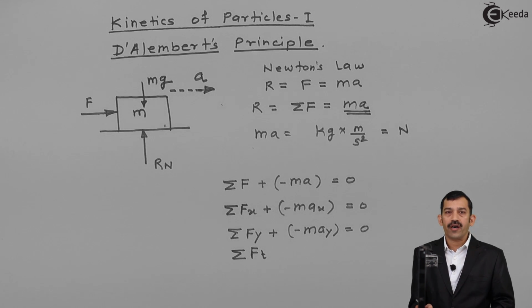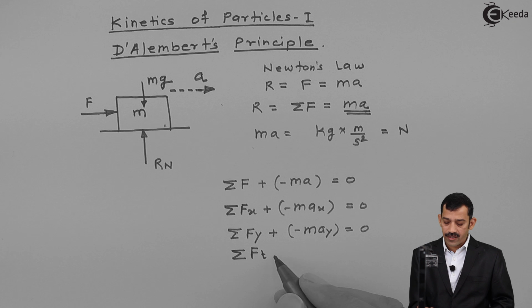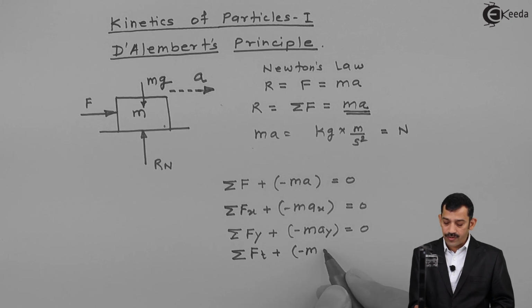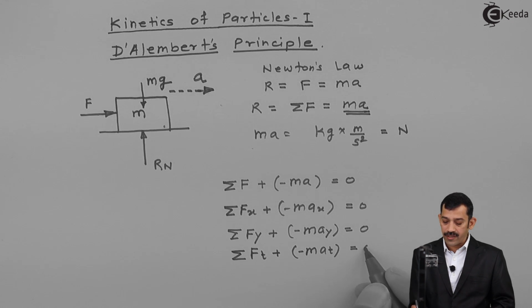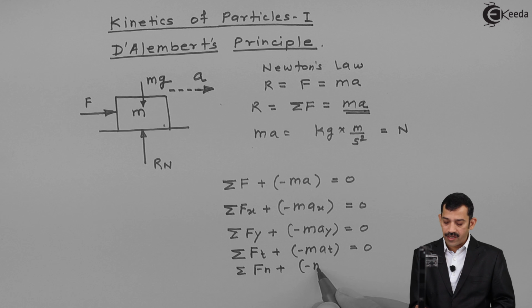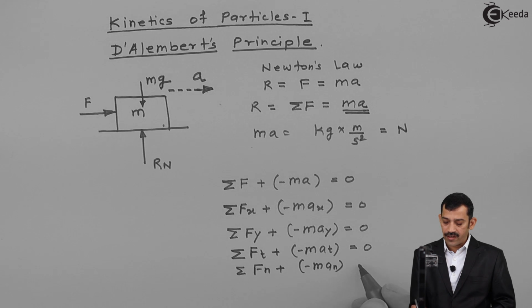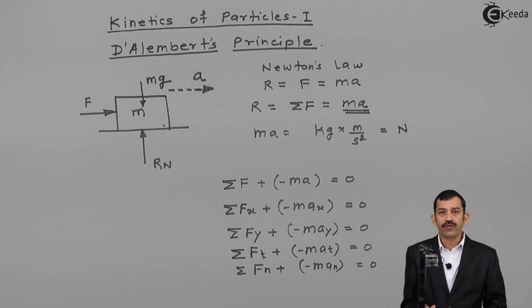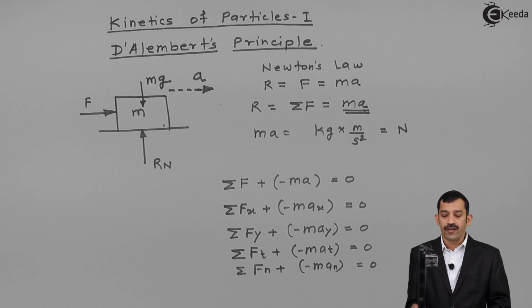In a curved path, if you draw a line which just touches the curved path, it is called a tangent. What are the forces acting along the tangent? Plus, now what will we get? The inertia force acting along the tangent is minus m into at. Or if we apply a similar equation along the normal, again what will we get? Minus mass into an equal to 0. That means now I have written all mass into acceleration terms on the left side.